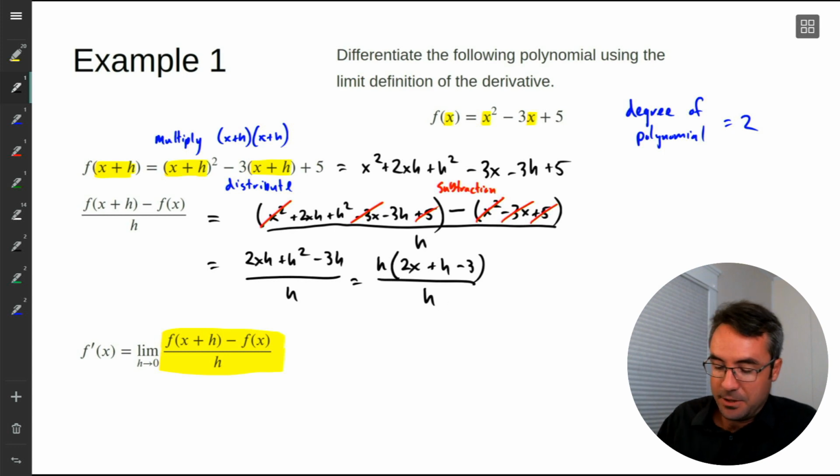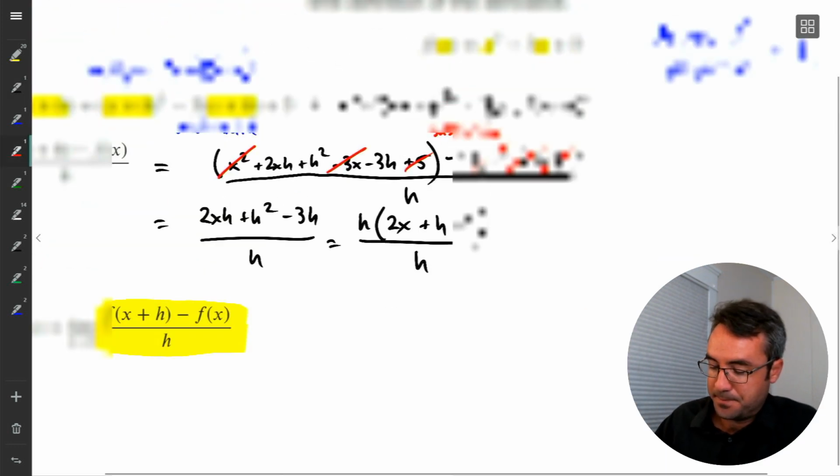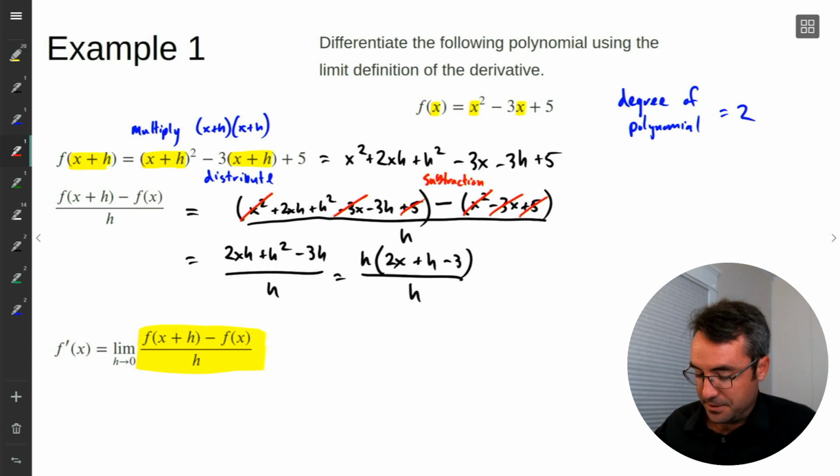And then a little bit more to cancel. Always kind of fun. The h's cancel. All right, so what are we left with? We're left with 2x plus h minus 3.